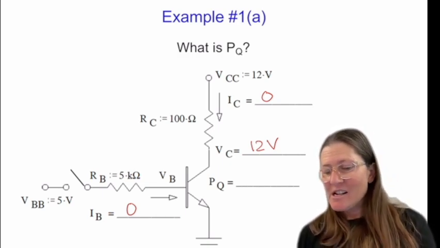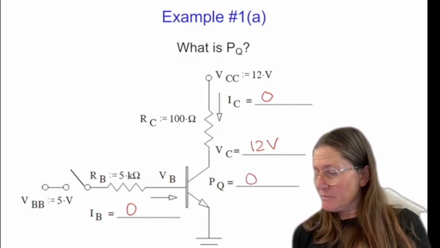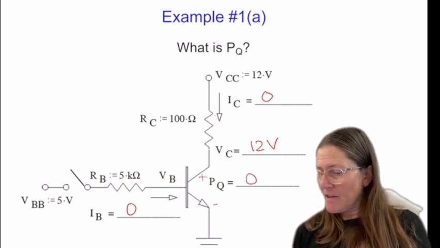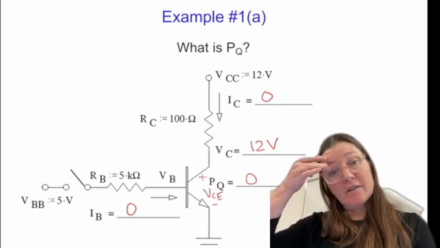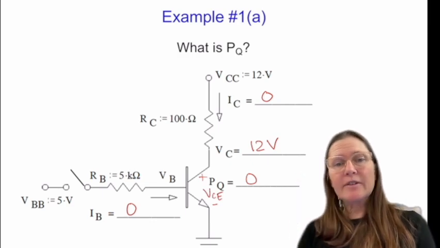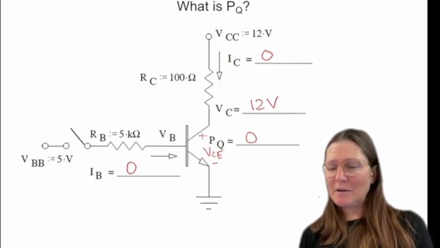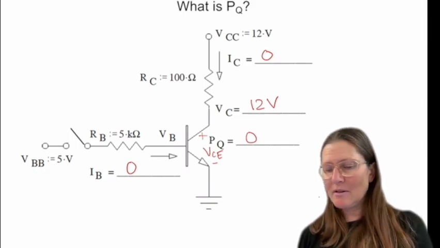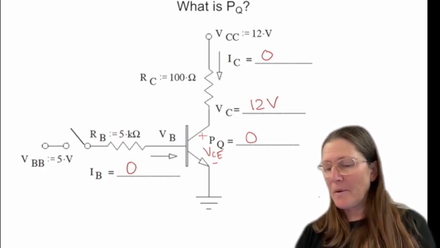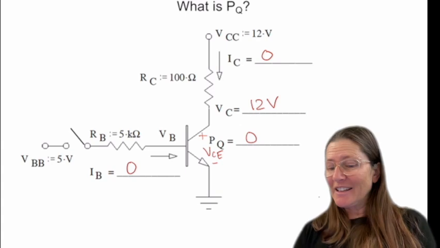Okay. It would be 0. And the reason it's 0 is because your VCE is 0 in this, or, that's not 0, VBE. Sorry. VCE times IC.